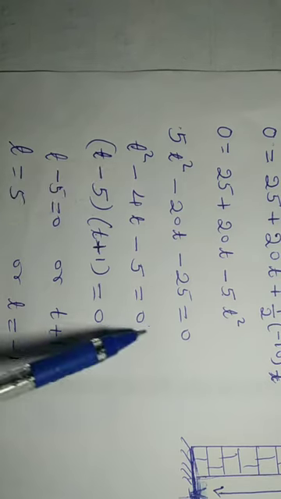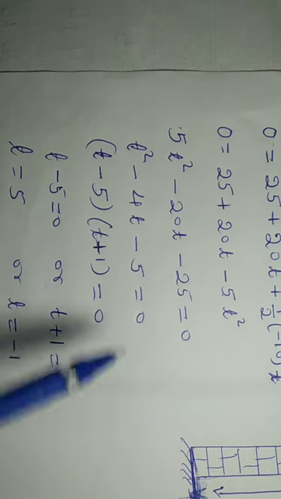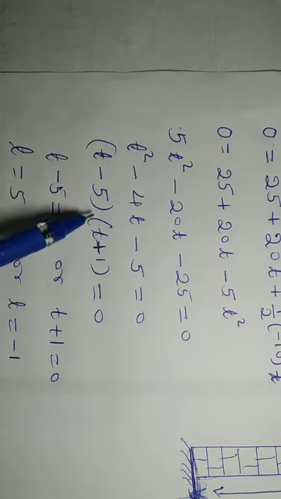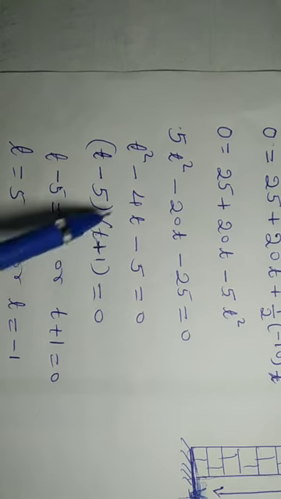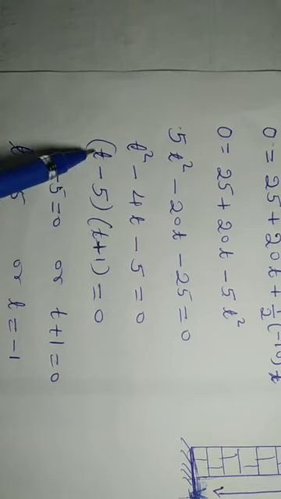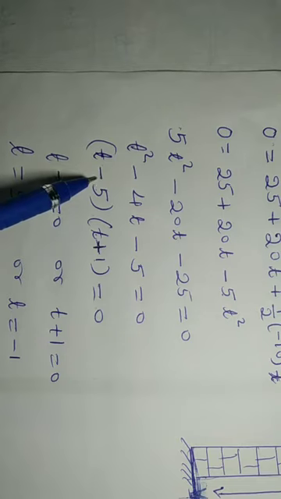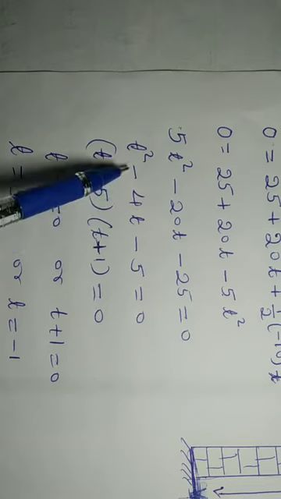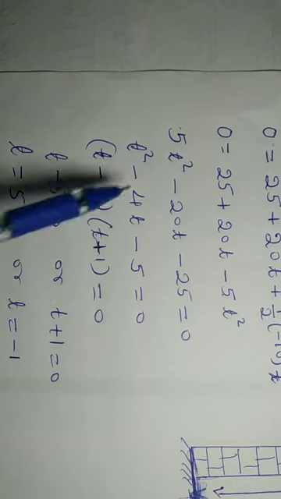So this is the quadratic equation you have learnt in your 10th standard. We can write this quadratic equation as t minus 5 into t plus 1 equal to 0. If you multiply this, you will get the same equation. So t into t is t square. Then t into 1, that is plus 1t. Next minus 5 into t, minus 5t. So plus 1t minus 5t gives minus 4t. Then minus 5 into 1, minus 5. You will get the same answer.